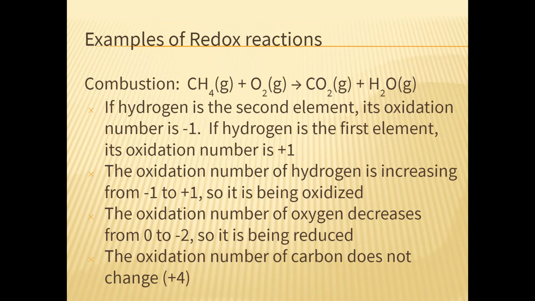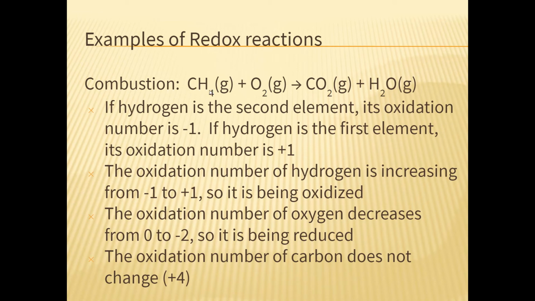And finally, if we look at this combustion reaction, we have methane reacting with oxygen to produce carbon dioxide and water. So to assign oxidation numbers here, first, I know that the oxygen by itself on the reactant side is a 0, and here it's a -2. So already I can see that oxygen's oxidation number is going to decrease.